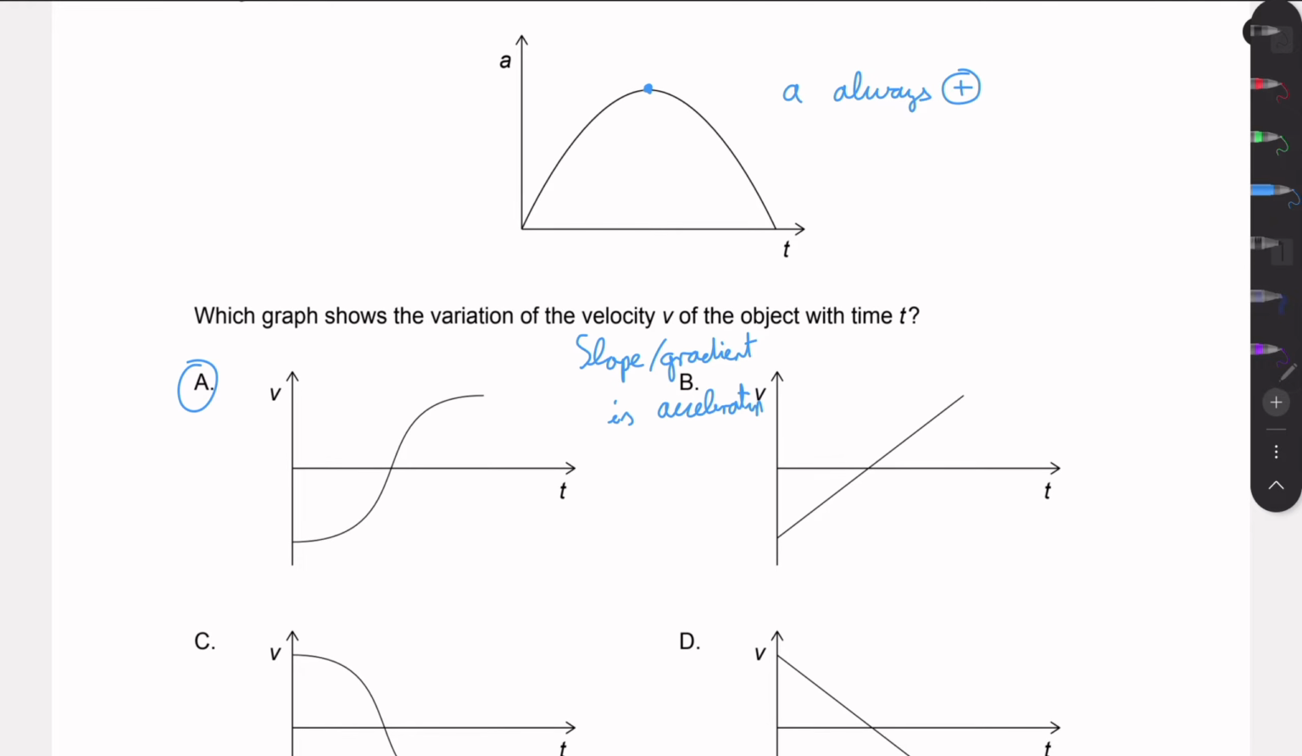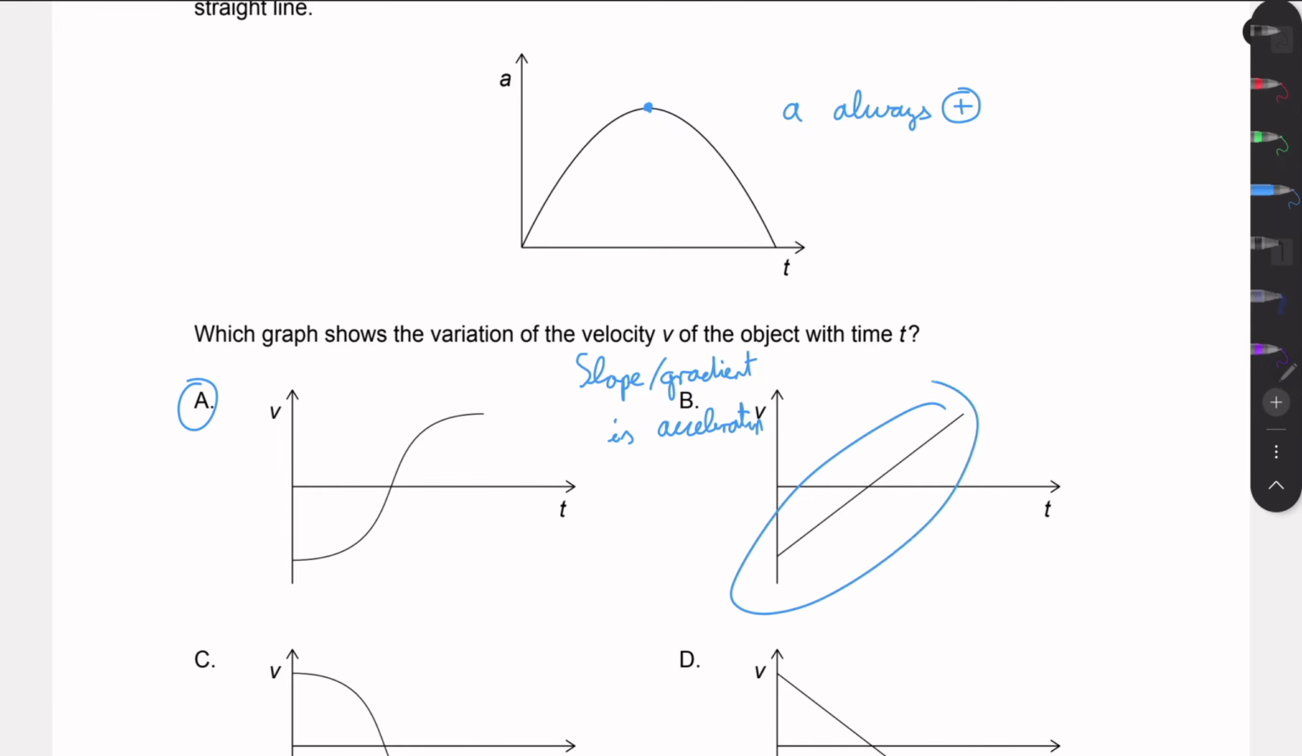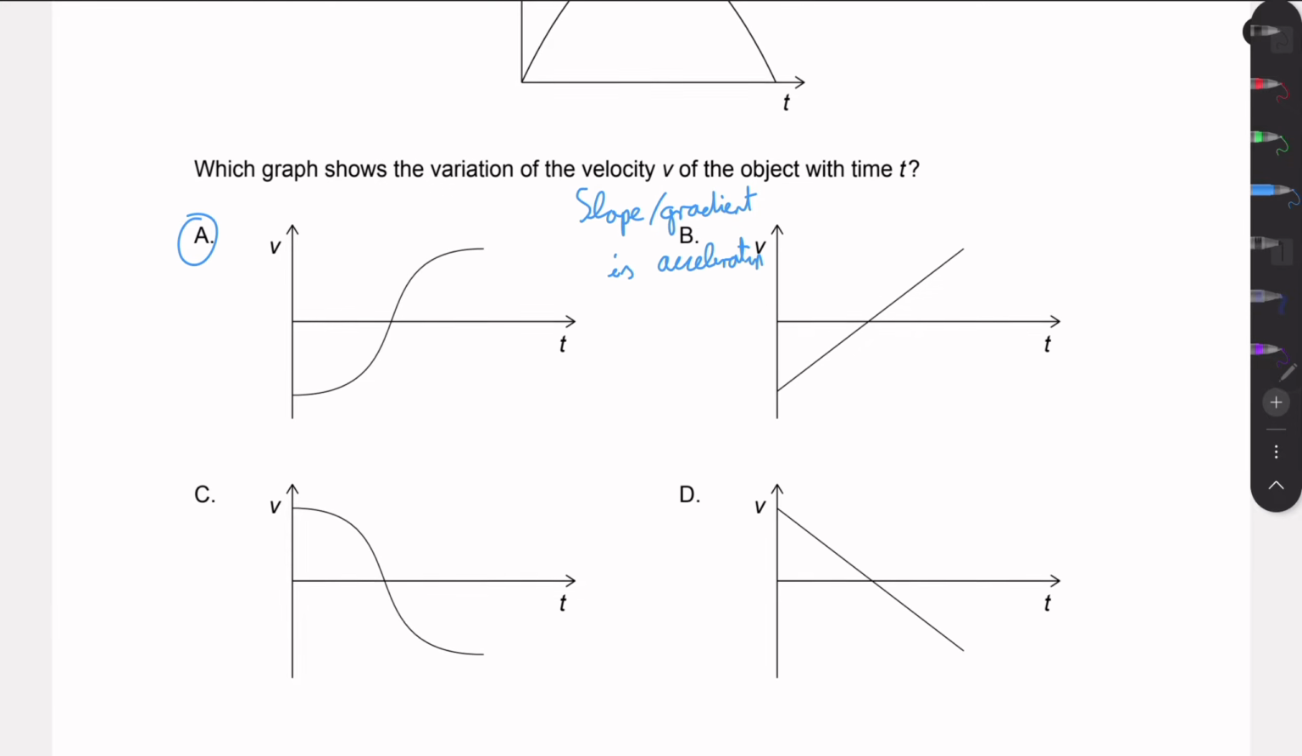According to B, our acceleration would be constant, as the slope of this line is a constant, so then the acceleration would look something like this. But that is clearly not the case here. So the answer is A.